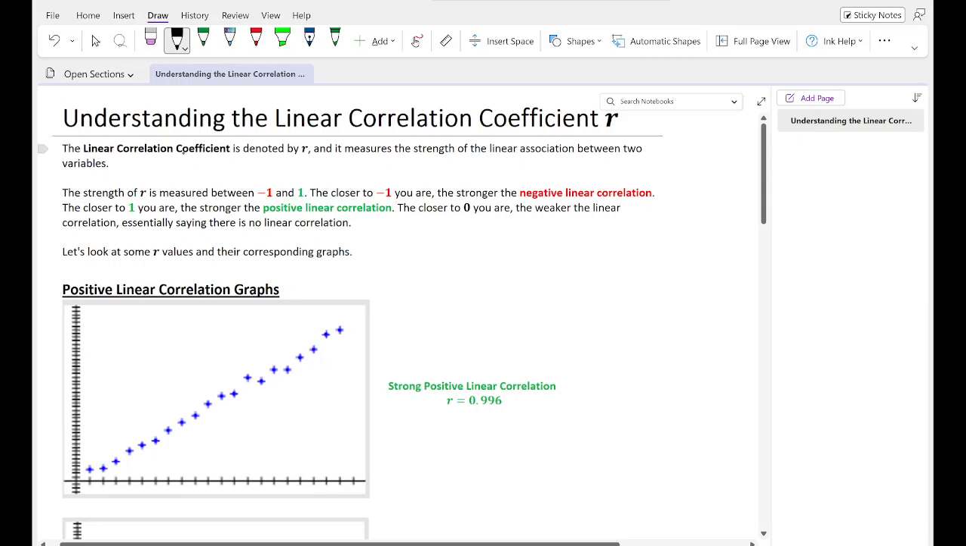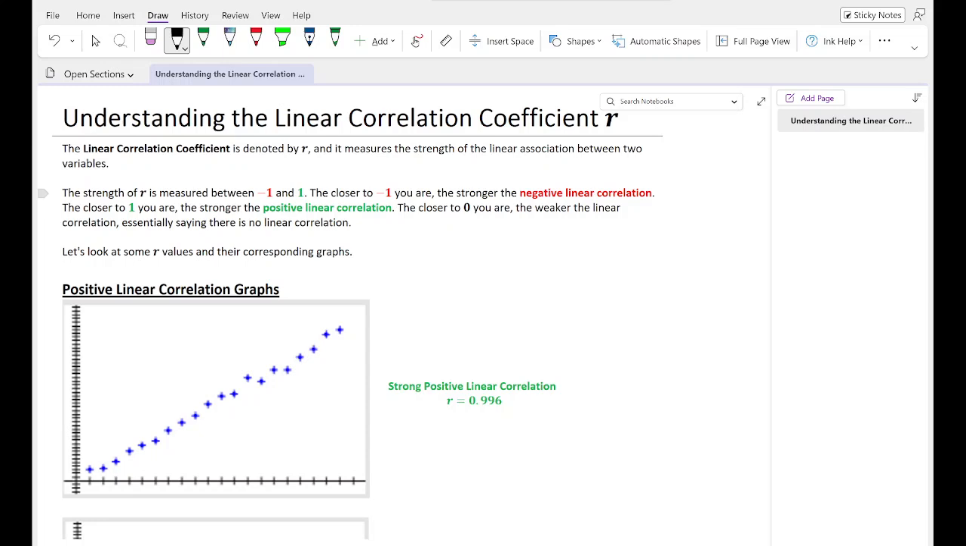The linear correlation coefficient is denoted by R, and it measures the strength of the linear association between two variables. The strength of R is measured between -1 and +1, meaning it can go no lower than -1 and no higher than +1. The closer to -1 you are, the stronger the negative linear correlation. The closer to +1 you are, the stronger the positive linear correlation. And the closer you are to 0, the weaker the linear correlation is. Essentially, you're saying that there is no linear correlation.